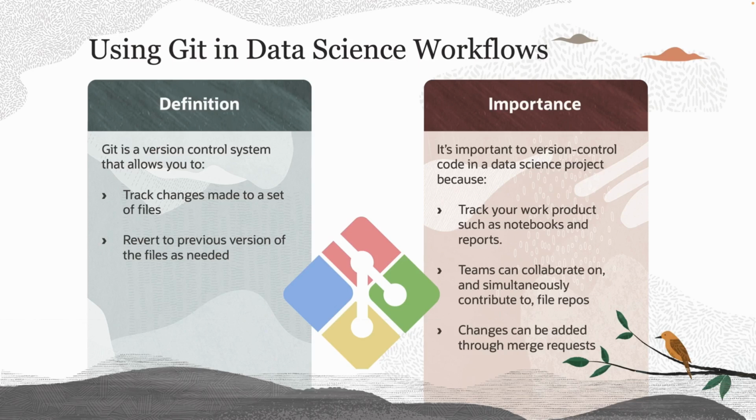By using a version control system, teams can collaborate by having a repository of files that each team member can contribute to and add their work changes through the merge requests. As we've already stated, it's very important to have a system that actually tracks your work product for various input sources, especially when it comes to data science and building data models.